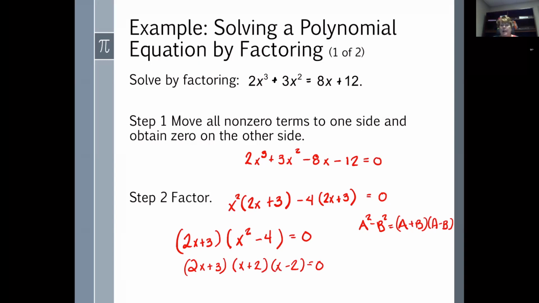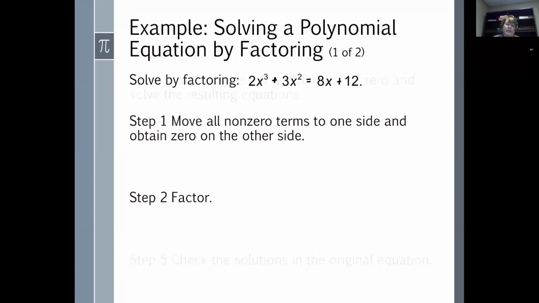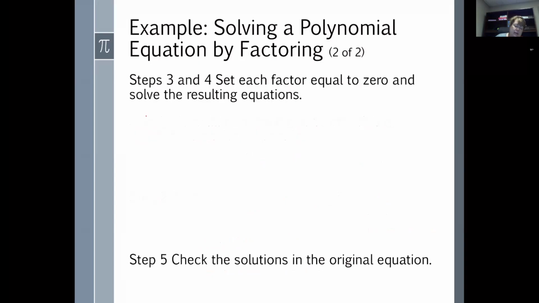And one thing I might note is each of the factors are now linear. That's kind of important. 2x plus 3 is a linear factor. It's linear because the exponent on the x is 1. X plus 2 is linear because the exponent on the x is 1. X minus 2 is linear because the exponent on the x is 1. So I'm going to write this again down on my next slide.